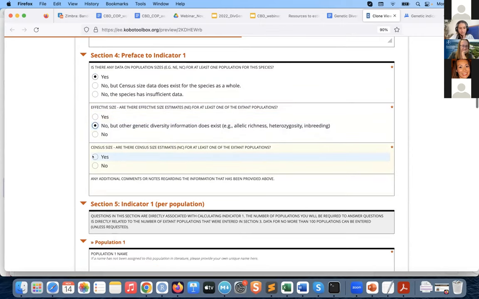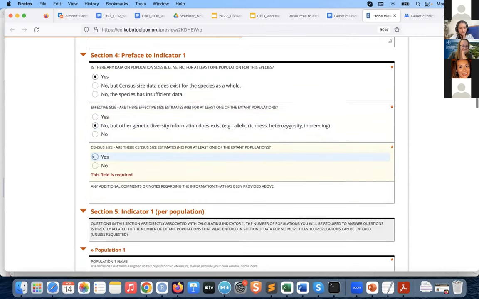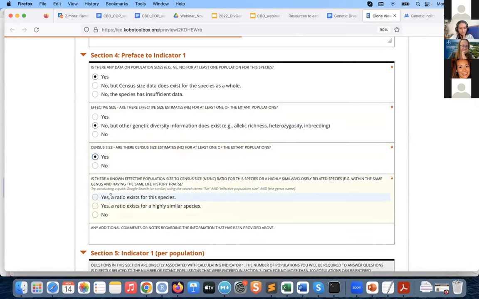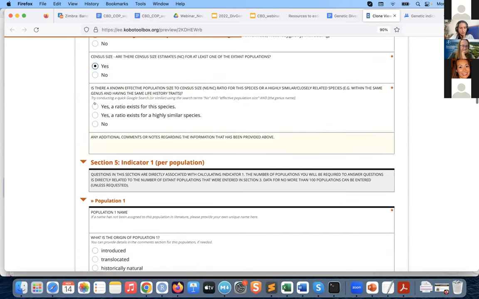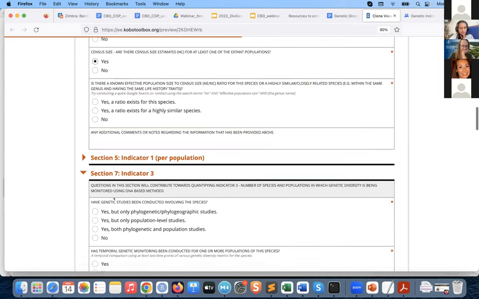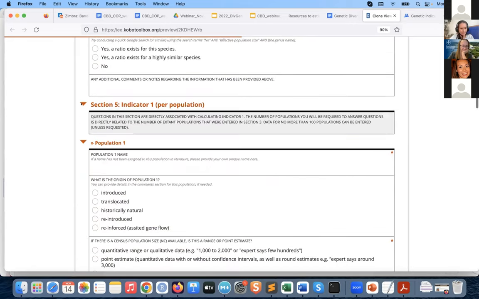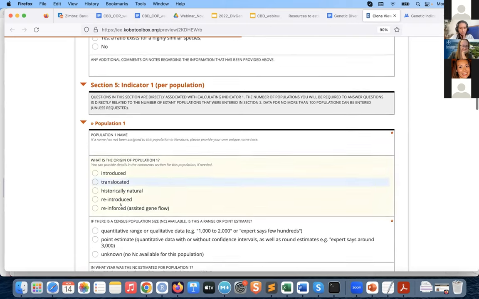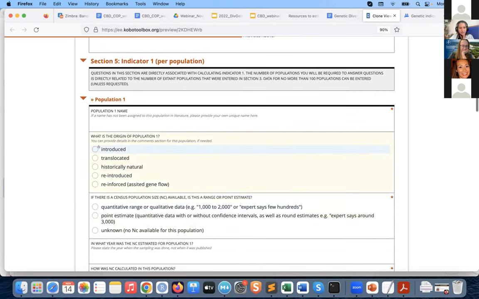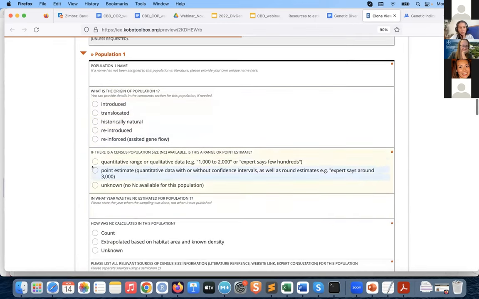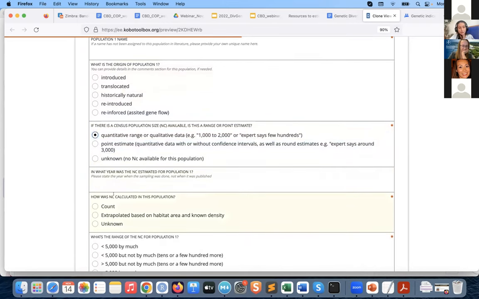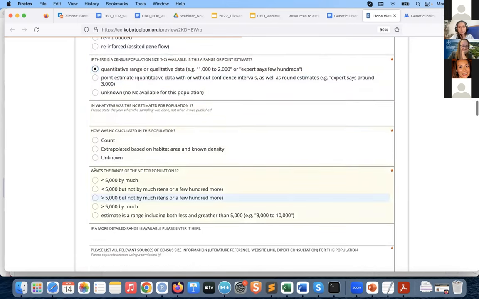And if there is census size, which I answer for the Juniperus example. And once I do that, then here I have the population questions where I can specify if this is a population that was naturally occurring or if it was introduced and so on. And what type of census data I have.